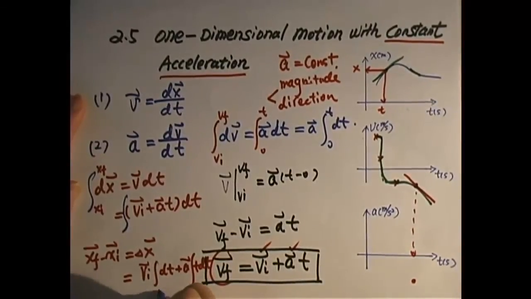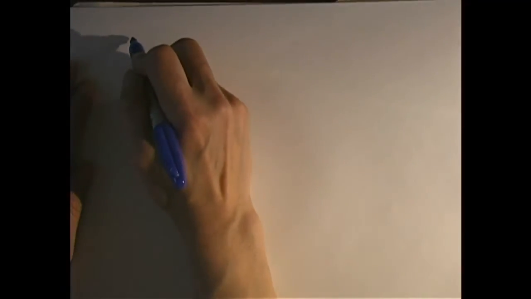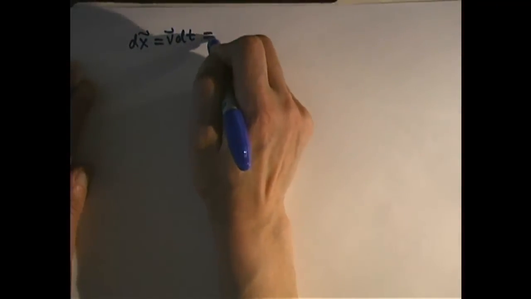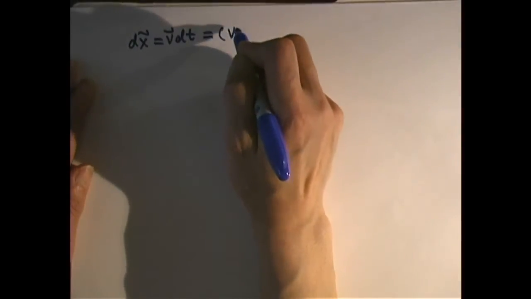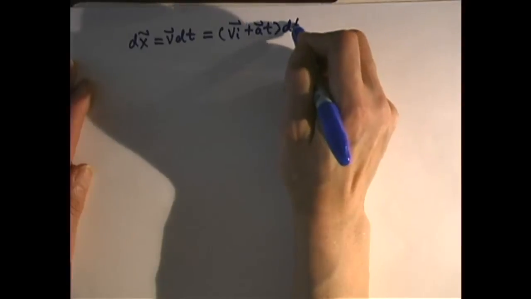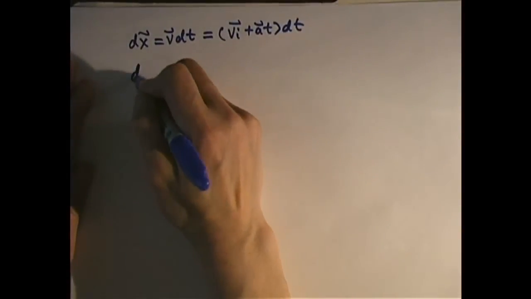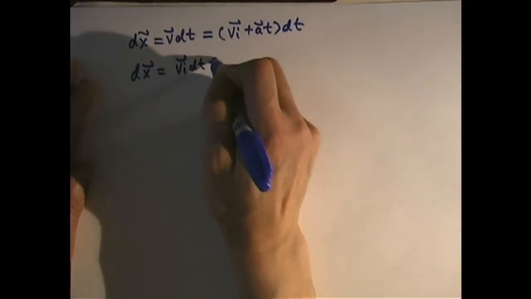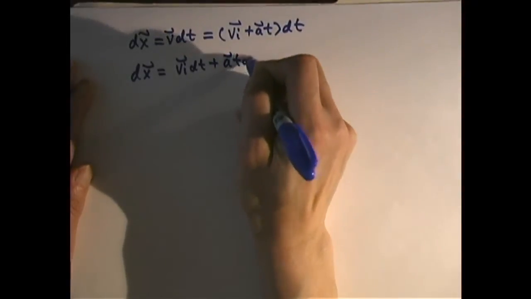For the dt, it is from 0 to t. So what are we going to have? Let's take a look. Let's start here again. That is dx equals v dt. Since this v is v at any time, we plug in that any time. V is v initial plus at. That is dt. And that will break as two terms. That is v initial dt plus at dt.